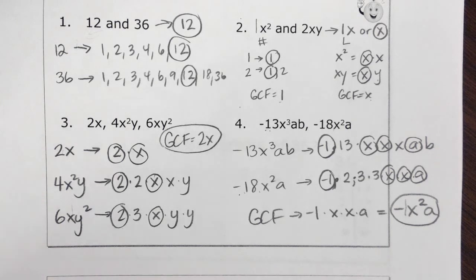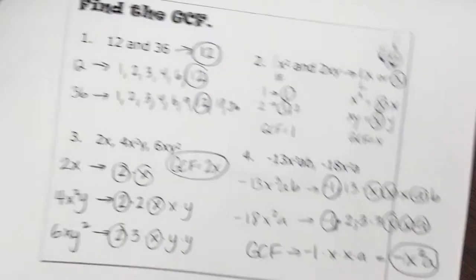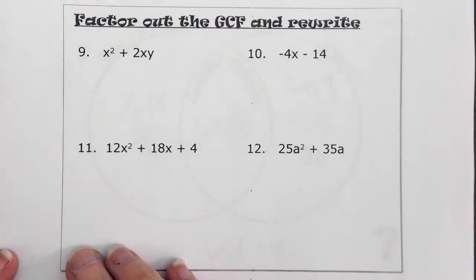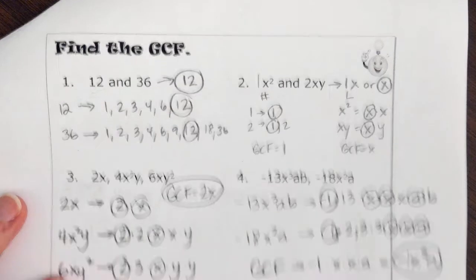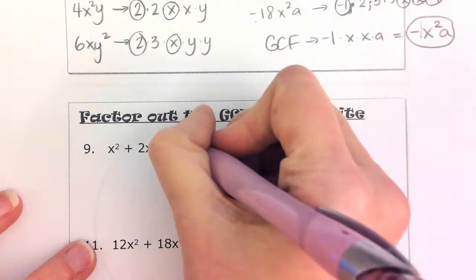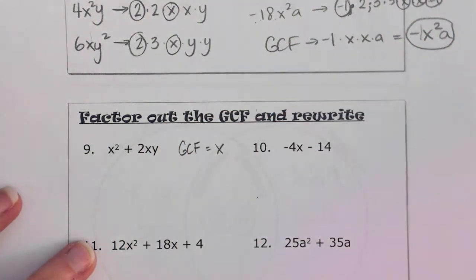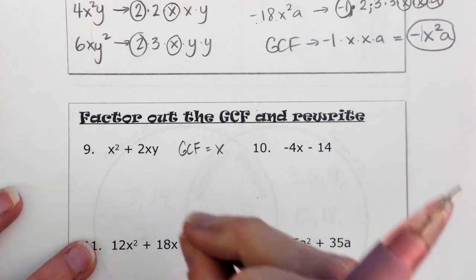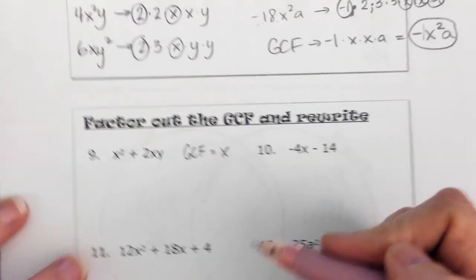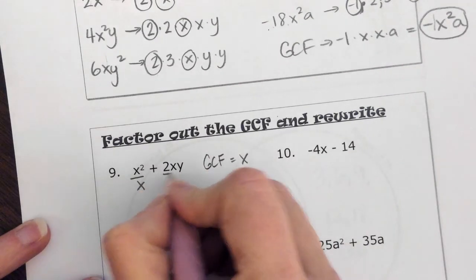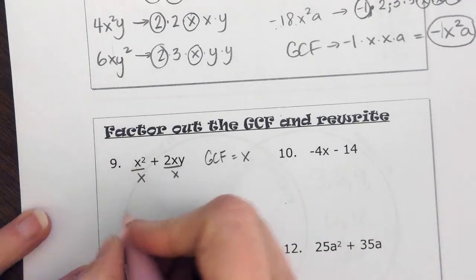Okay, so this is just finding the greatest common factor. The thing that we're going to do now is factor out the greatest common factor. So let me show you how we do that. I think we already did this one. We already did x squared and 2xy, and we agreed that for this one, the GCF was x. So what we're going to do is expand each term and cancel out an x. So we're going to put both of these over our greatest common factor, x. And then we're going to rewrite it expanded.